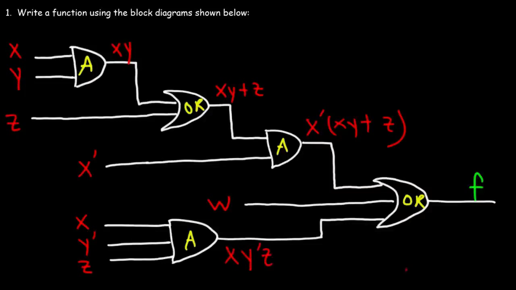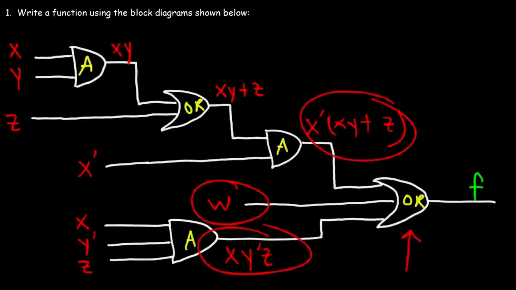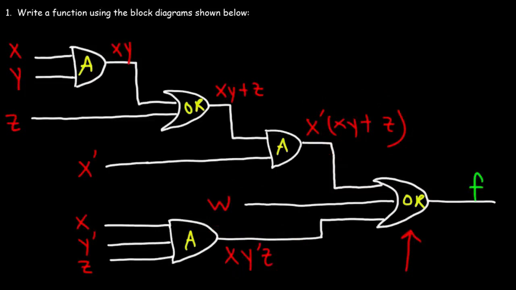Now the last thing we need to deal with is the OR gate. And this is a 3-input OR gate, and all we need to do is add the 3 inputs together. So anytime you're dealing with an OR gate, think of addition. When you're dealing with an AND gate, think of multiplication.